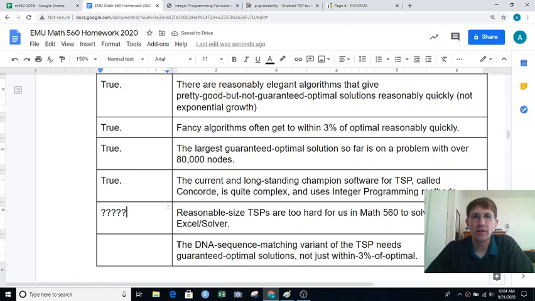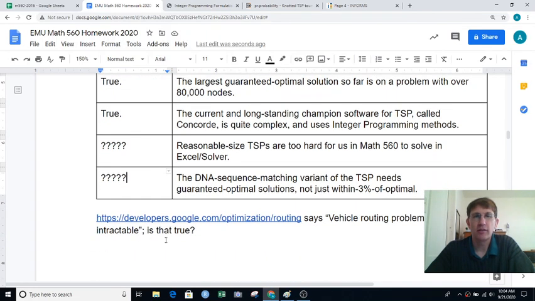And then how about this one? I talked about DNA sequencing happening by matching little subsequences together. Does that need guaranteed optimal solutions, or is it okay to have just within some small percent of optimal? I don't know the answer to that one either. So that's something we could go research if we wanted to.